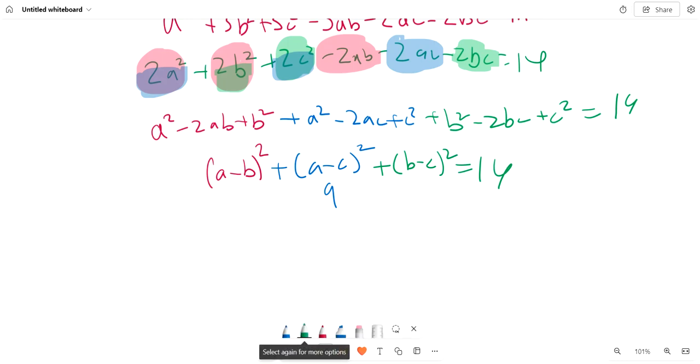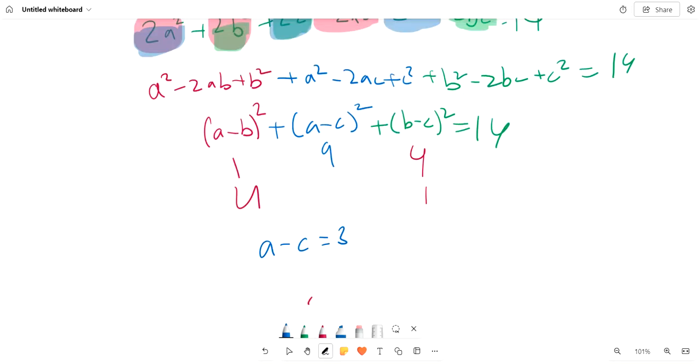And then, so now this could be 1 or 4, or this could be 4 or 1. So A minus B squared could be 1, then B minus C squared would be 4, and vice versa. Because we can't really decide which is which. And so we just do casework now. So we already know that A minus C equals to 3, because we know that A is greater than C anyway.